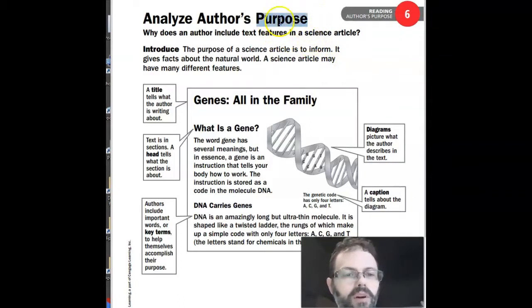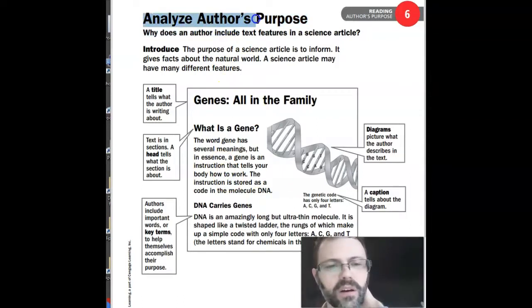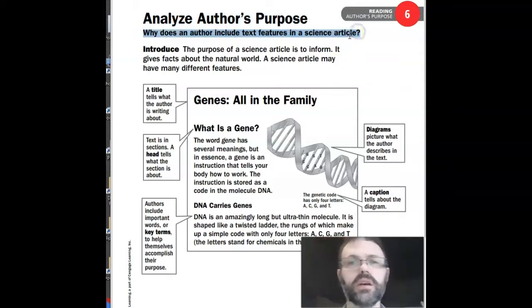So purpose. Purpose is the reason why you do something. So the reason why an author chose this stuff here is what you're looking at. These are our text features, and you're going to think about the purpose. Why did the author decide or choose to use these text features? So today we are analyzing the author's purpose. And we're thinking about why does an author include text features in a science article? So we're reading a science article about genes, and you're going to think about these text features.